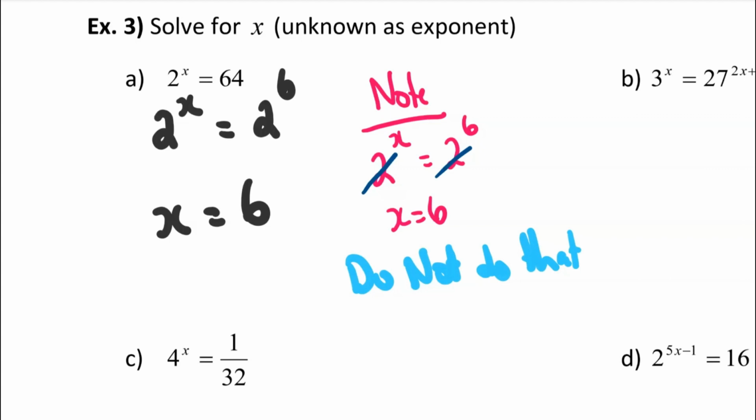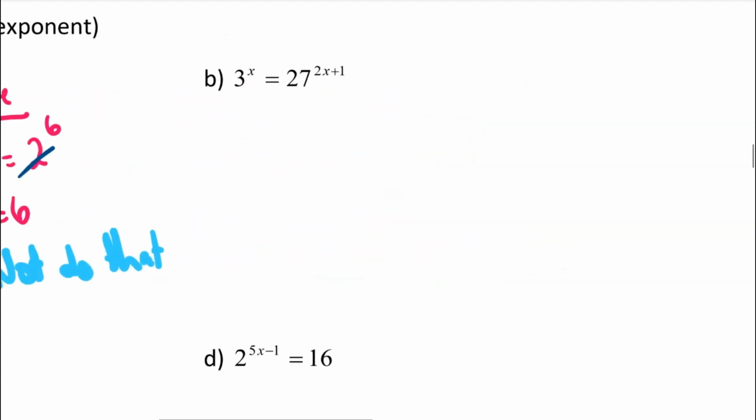Again, that's how I assess. That may be different from how your teacher may assess that. Okay, so it's best to ask them how their assessment practices are. Okay, but just note, important, do not do that. All right. Okay, let's move on.